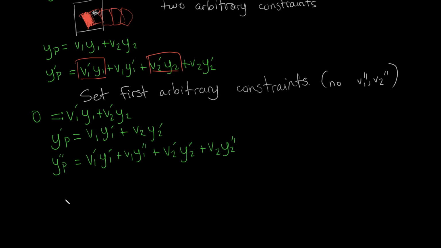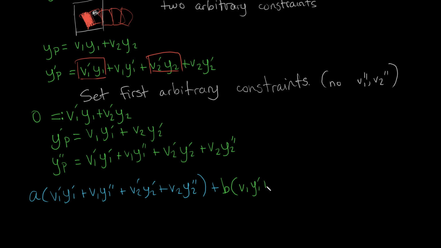Now, if we were to add all of this up, what would we get? I'll try to use different colors to make it clearer. A times yp double prime, so v1 prime y1 prime plus v1 y1 double prime. And this is going to, by the way, probably be the most algebraic part of the entire video, so if that's not what you're into, again, it's still going to be fun because we're going to show some cool stuff. Now we're going to add on b times yp prime, which is v1 y1 prime plus v2 y2 prime. And now plus c times yp. So many rhymes. It's fun.